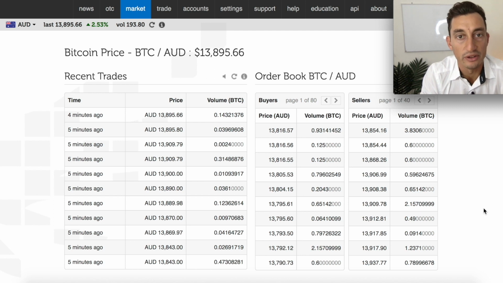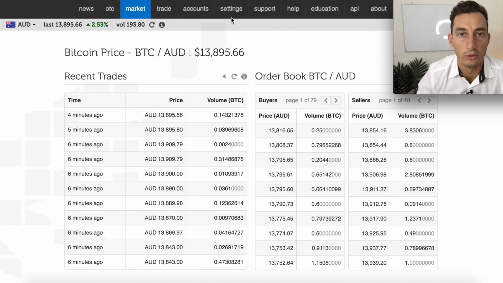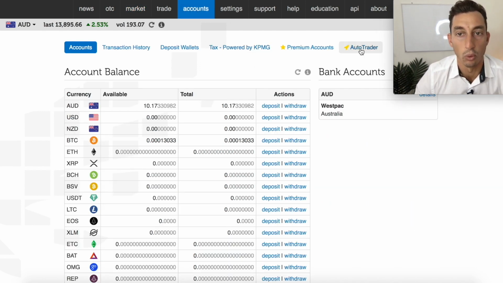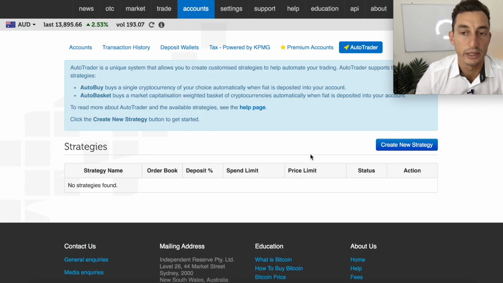Pretty straightforward process, but if you've done that already, let's jump into your account, and as you can see here, it basically sets you up from the market page. We can go and check out the trading, account settings, support. Where we want to go first is into accounts. From accounts, we just want to click Auto Trader, and from here we can see that we can create the strategies.